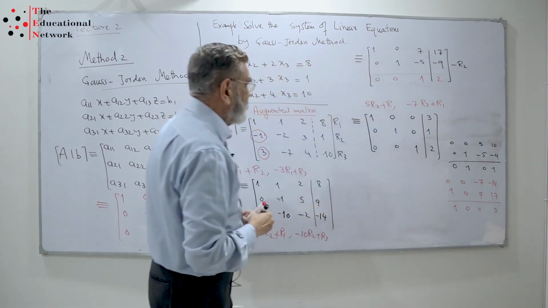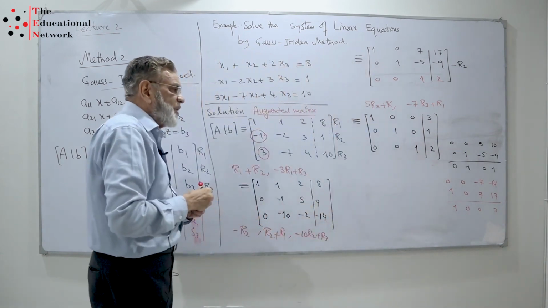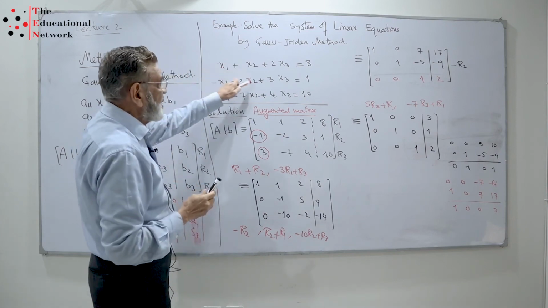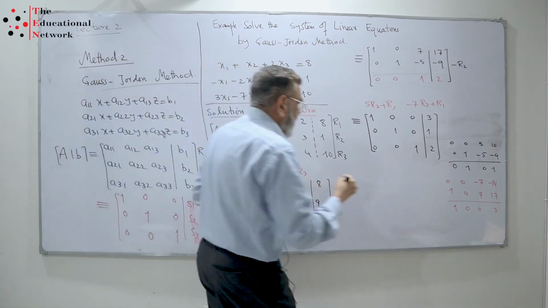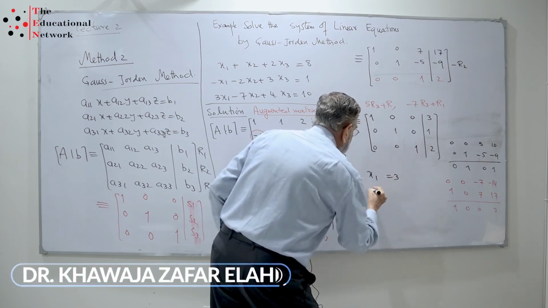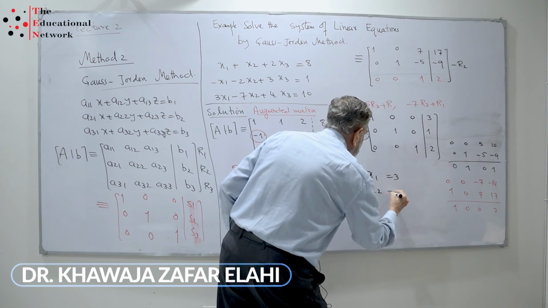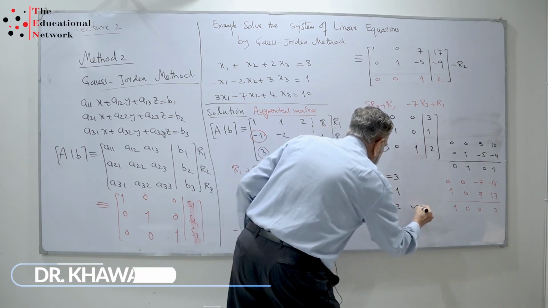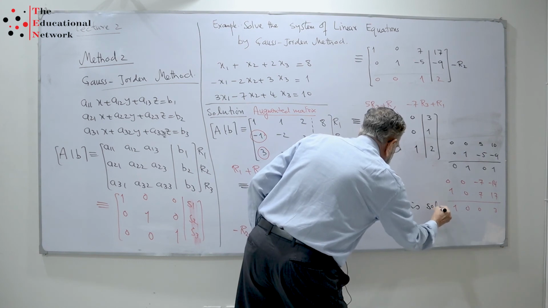So this is my one-step method. Make the elimination and get the result. So you can write here my variables are x1, x2, and x3. What's my x1? My x1 is equal to 3. My x2 is equal to 1. My x3 is equal to 2, which is my solution of the system of linear equations.